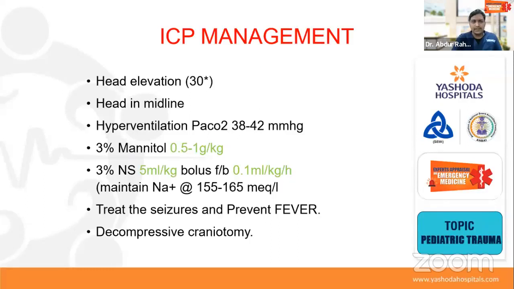Especially for ICP management, maintain head end elevation at 30 degrees, with the head in the midline, and hyperventilation to a PaCO2 target range of 38 to 42 millimeters of mercury. You can use 3% mannitol 0.5 to 1 gram per kg. You can use 3% normal saline 5 ml per kg bolus followed by 0.1 ml per kg per hour, and you should maintain sodium at 155 to 165 milliequivalents per liter.